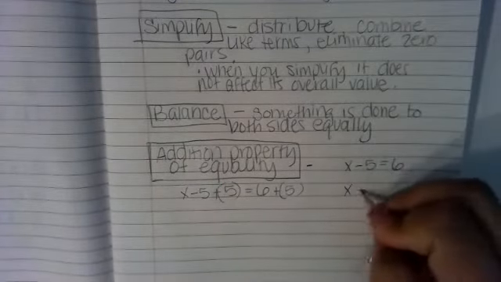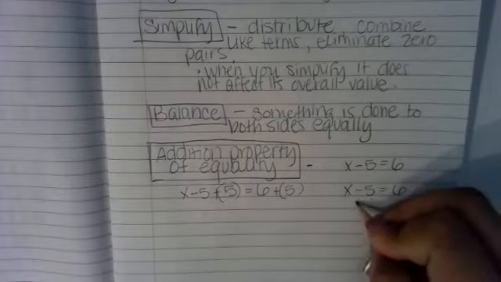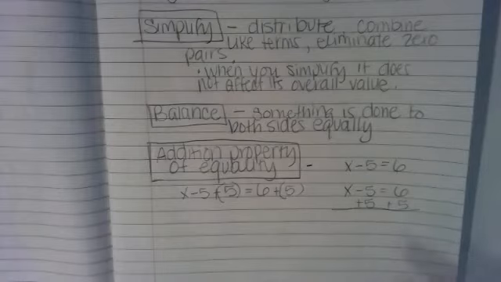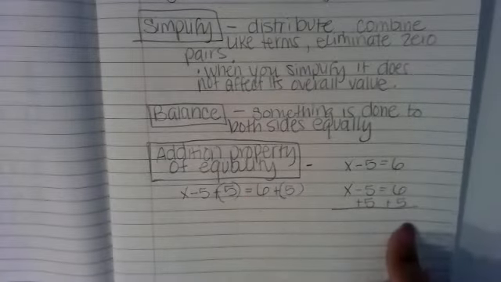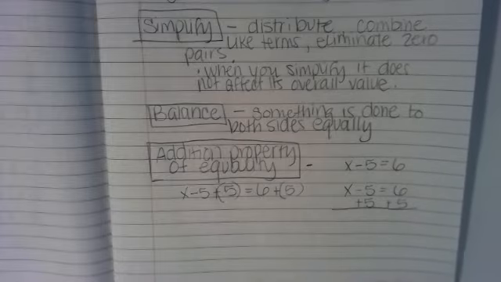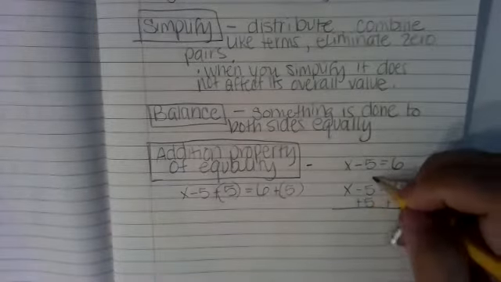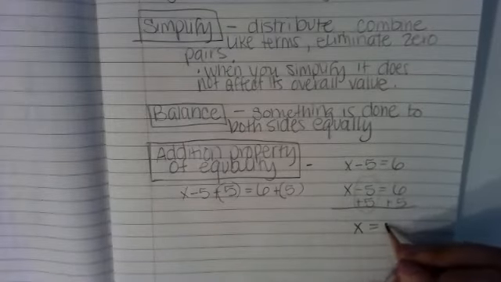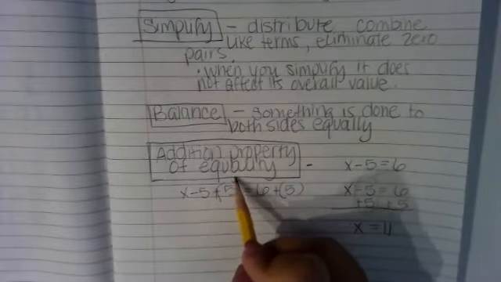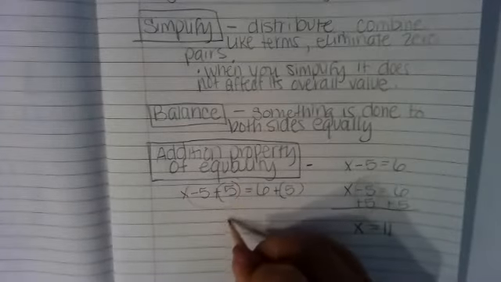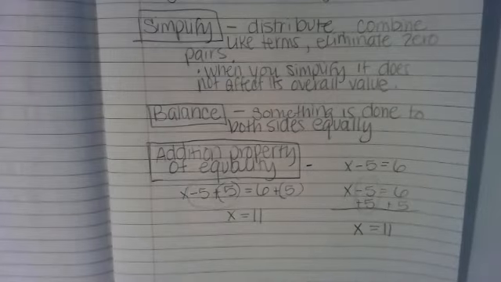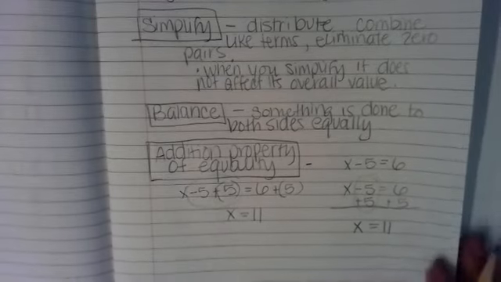I could also write it like this. Either way is okay. Now, when I use the addition property of equality, I end up with a 0 pair. So this creates a 0 pair, and I'm left with x equals 11. There is the addition property of equality.